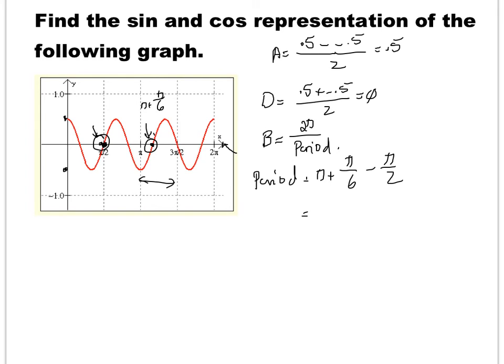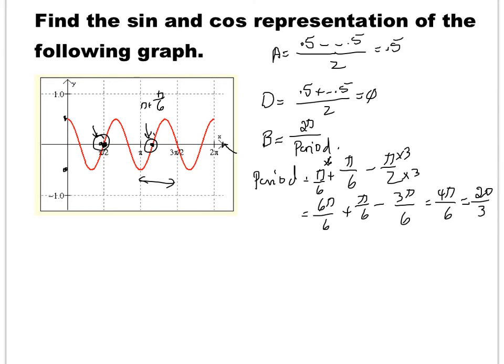Let's do the calculation here. I will make everything to the denominator 6. So this one multiplied by 6 divided by 6, multiply by 3 divided by 3. So I'm going to get 6 pi over 6 plus pi over 6 minus 3 pi over 6. Now 6 pi plus pi is 7 pi minus 3 pi is 4 pi over 6, which is going to be 2 pi over 3. Okay, so that's my period.